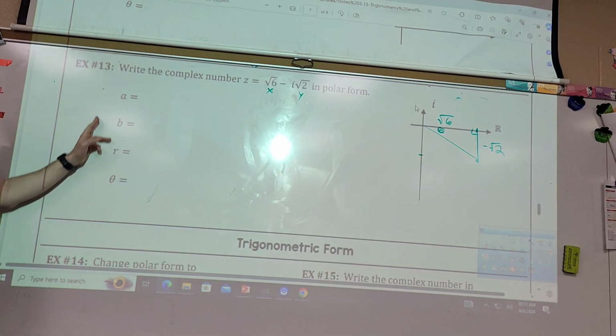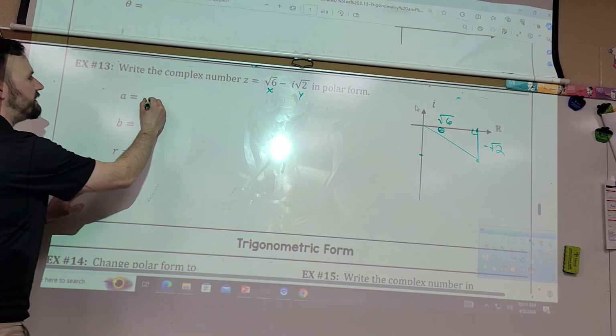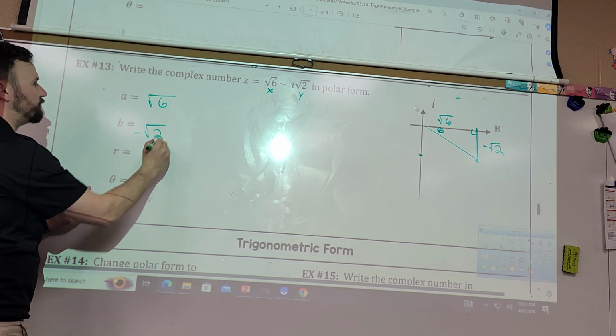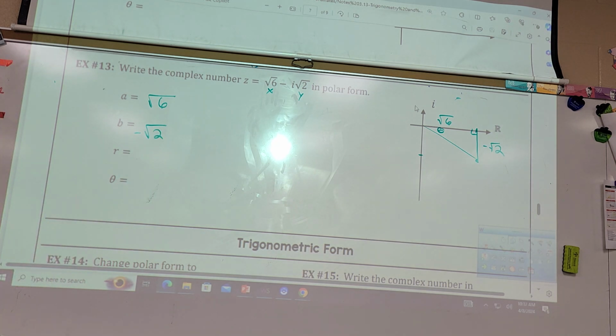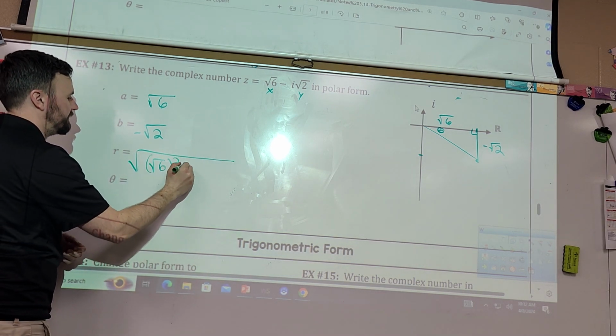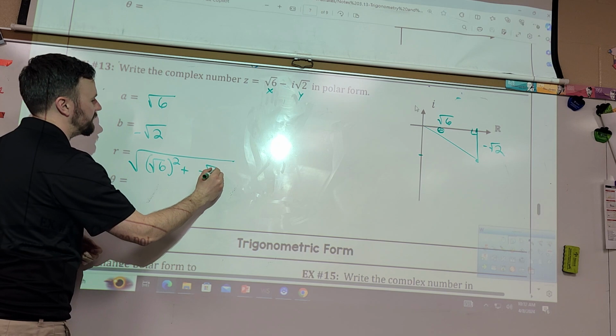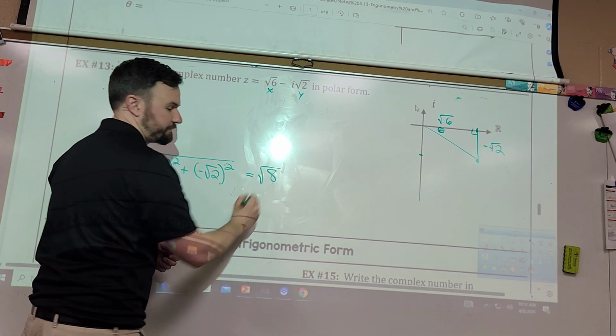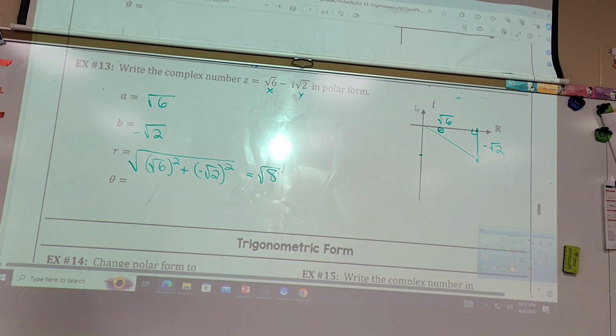All right. So A, how do I find A? That's the first part. How do I find B? It's negative root 2, right? That's a negative in front. How do I find R? It's the square root of square root of 6 squared plus, technically it's negative root 2, but it's always going to be positive. And that's what, square root of 8? Yeah, it's square root of 8.